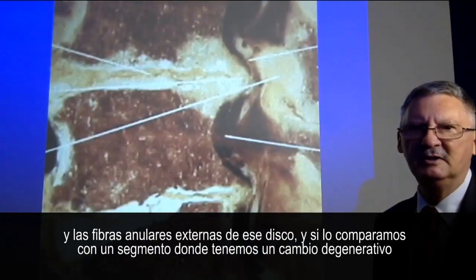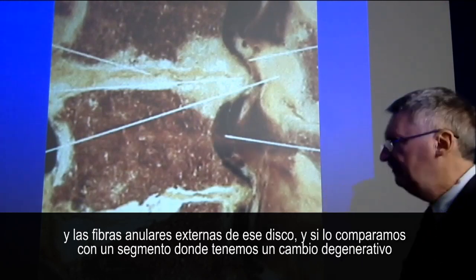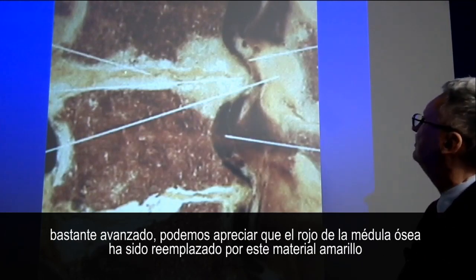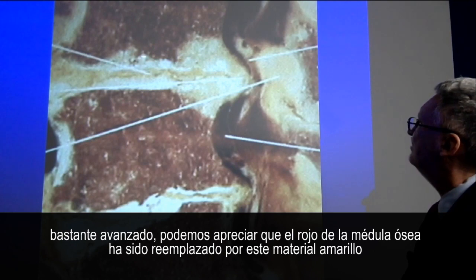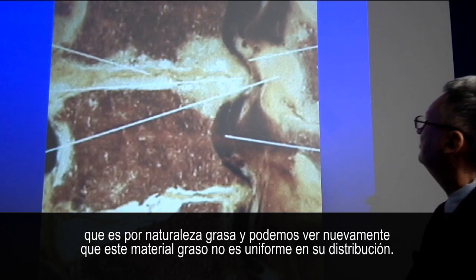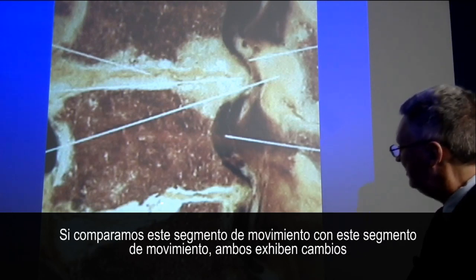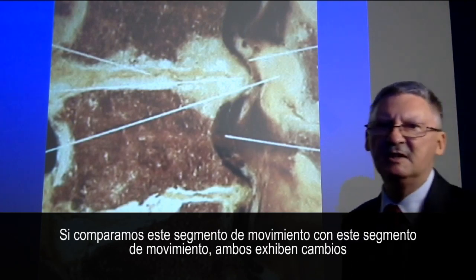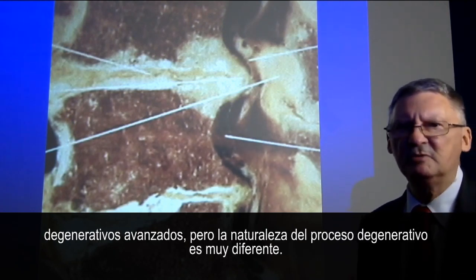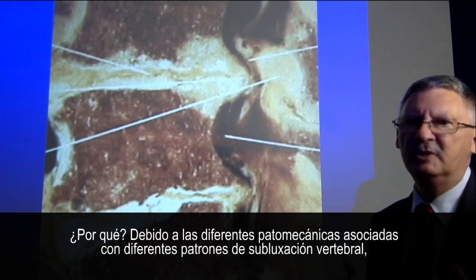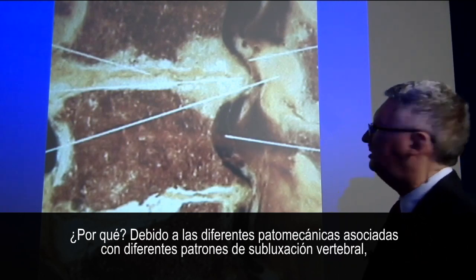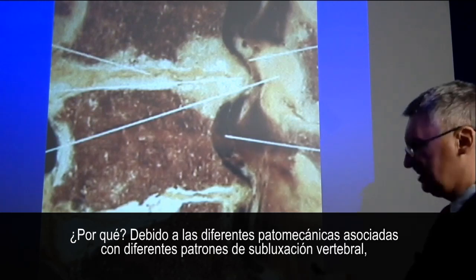And if we compare that to a segment where we have rather advanced degenerative change, we can appreciate that the nice red bone marrow has been replaced by this yellow material, which is fatty in nature. And we can see, again, this fatty material is not uniform in its distribution. If we compare this motion segment to this motion segment, both exhibit advanced degenerative changes, but the nature of the degenerative process is very different. Why? Because of different pathomechanics associated with different patterns of vertebral subluxation.